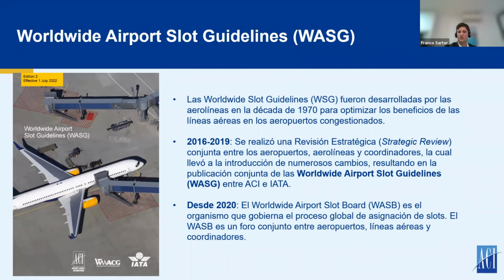Now this organism is called Worldwide Airport Slot. It's an organism that is in charge of publishing and making changes on the guides. And it's composed by an identical number of airport operators, airlines, and coordinators, 7 and 7. This was a great advance for the airports, who so far had been excluded from the discussions about slots for more than 40 years.